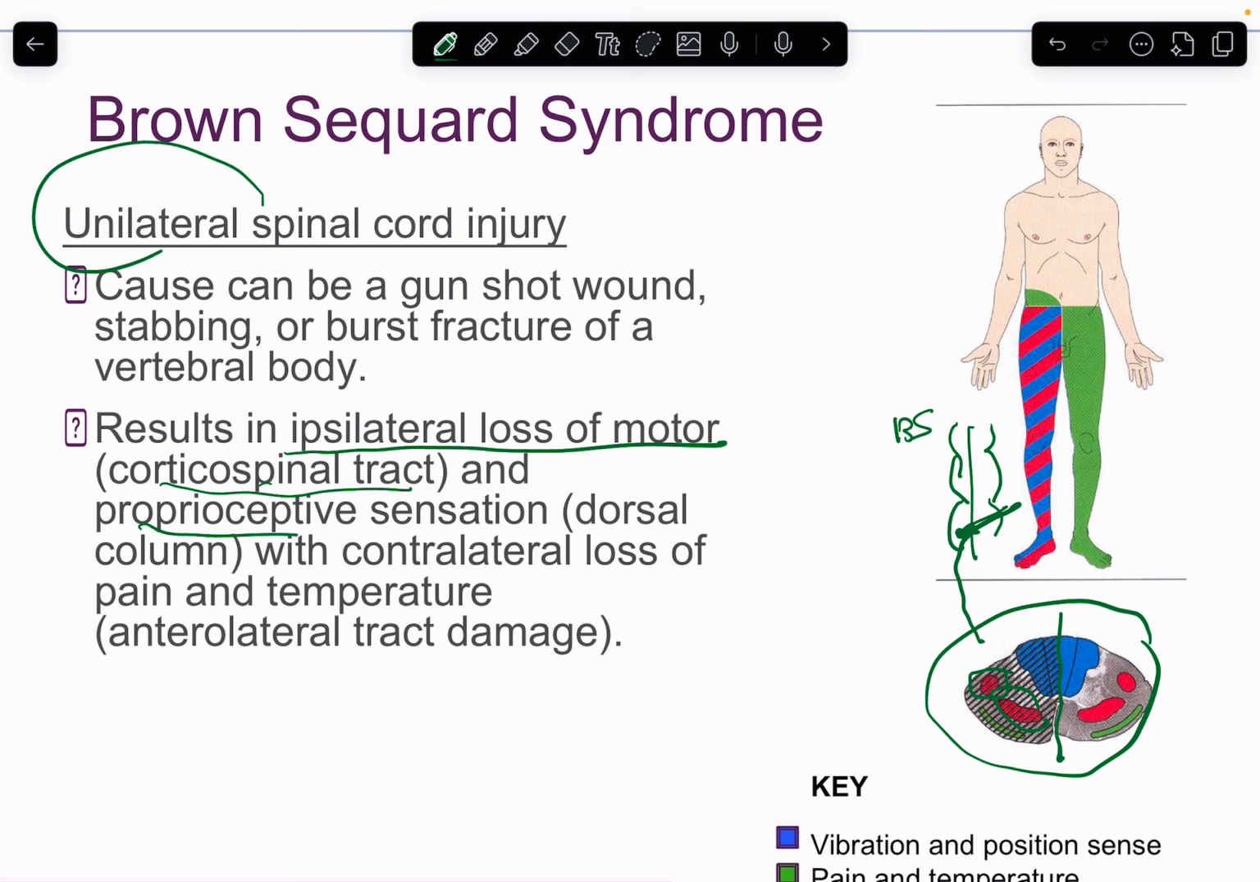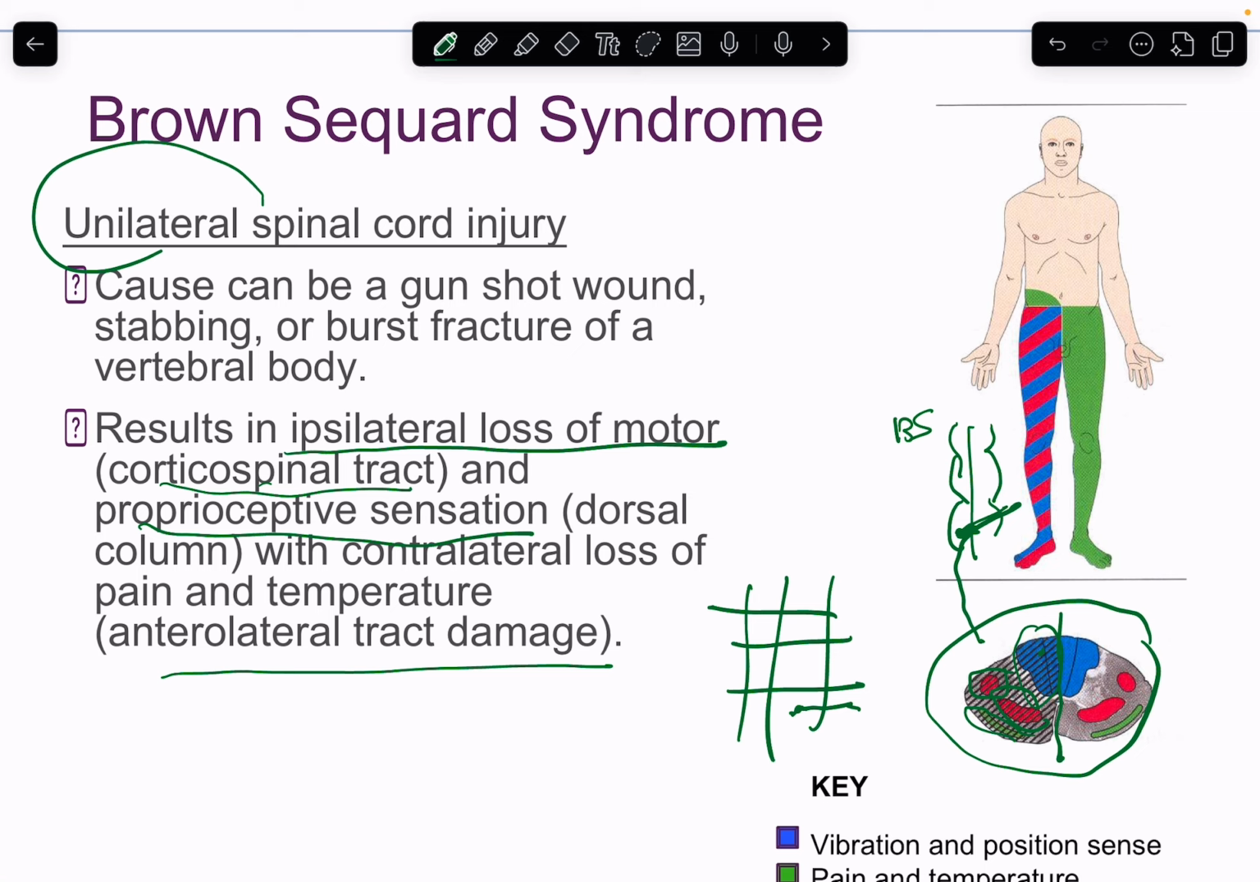Why is it also ipsilateral? Because remember, the point of decussation of the dorsal column is also in the lower portion of the pyramid or your medulla. How about, why is it a contralateral loss of pain and temperature? Because the anterolateral tract damage is crossing, remember, it crosses over in the spinal cord.